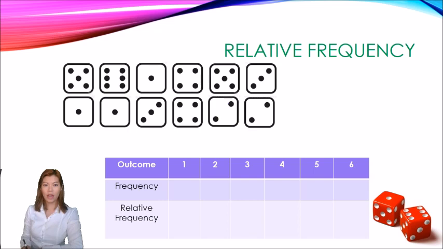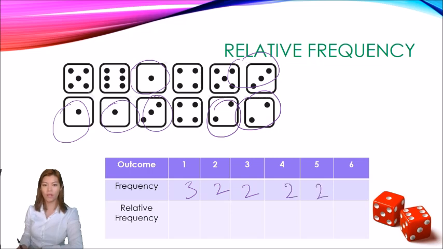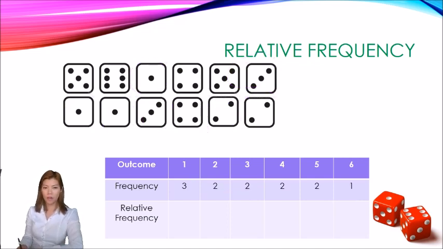So for example, I look at number 1 and I have 1, 2, 3, 3 ones. And I look at number 2, I have 1, 2, 2 twos. Number 3, I have 2 threes. Number 4, there's 2, 5, there's 2, and there's 1, number 6. Let me neaten that up. And when you look at this, you can add them all up and realize that it's equal to 12, the number of trials. So there are 12 dice there, or 12 rolls. So we have a total of 12 when we add up the frequency, because that's how many of each occurred.